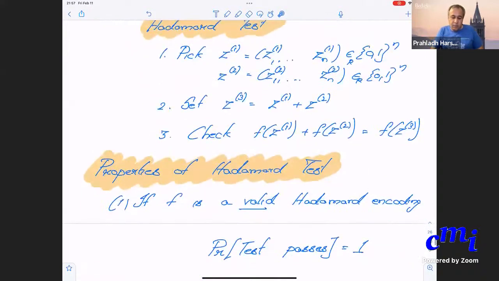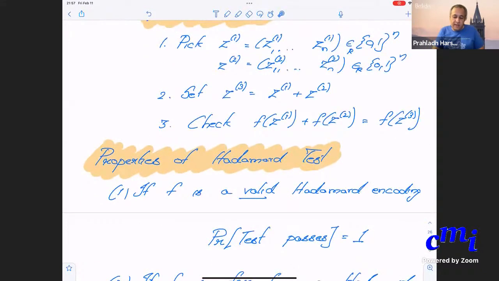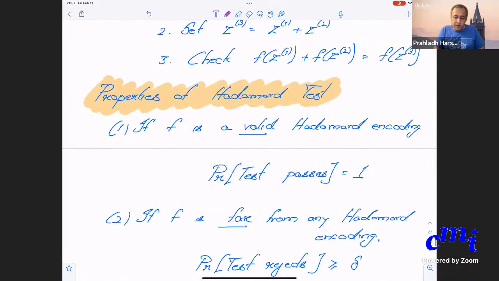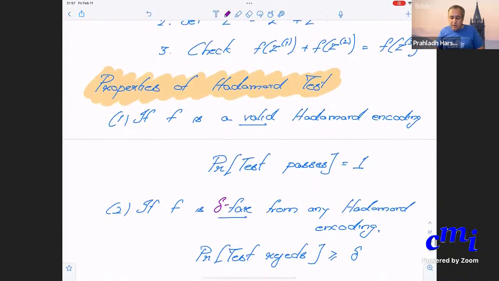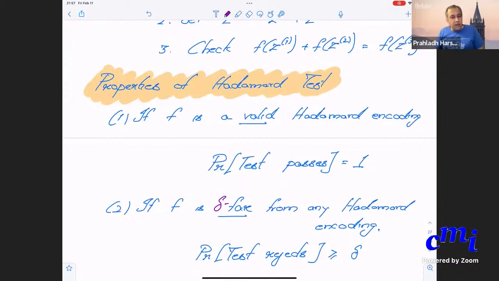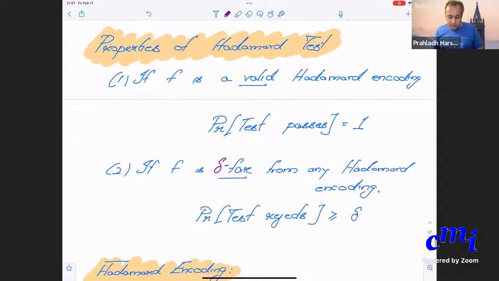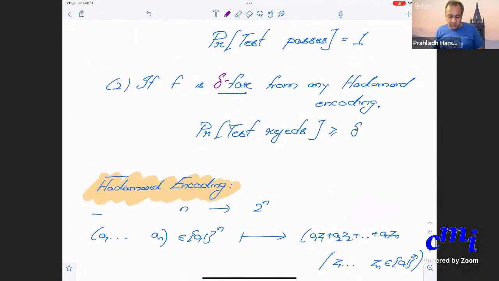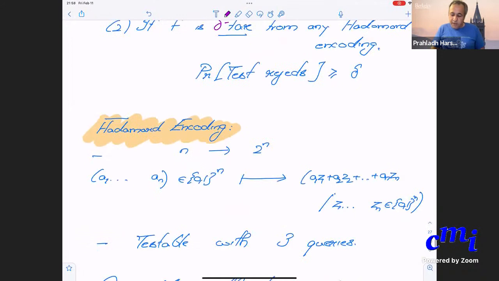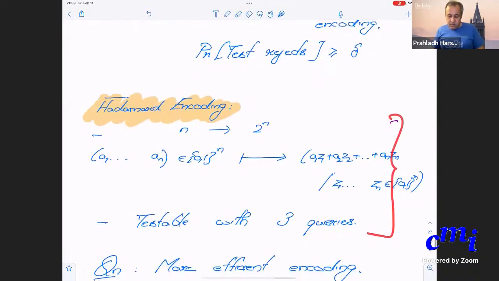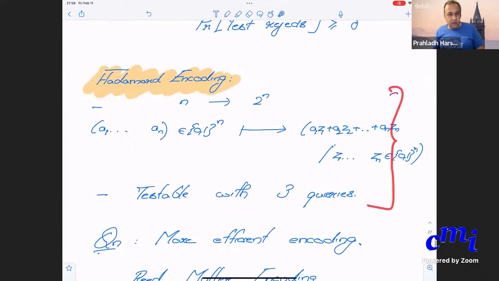This test has this amazing property: if f is a valid Hadamard encoding, this test will pass with probability 1. If f is far, in particular delta-far, then the test will reject with probability at least delta. The further away it is, the more likely it is to be rejected. This is a property of the Hadamard encoding. It was the key property that we used: it was actually testable with 3 queries. Now the question is, can we get a more efficient encoding?